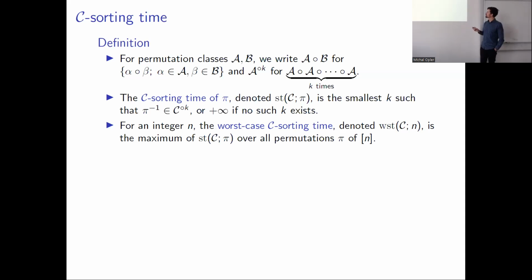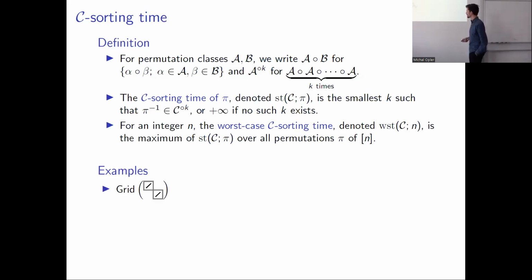And then the worst case sorting time of the class, denoted by WST, is just the maximum taken over all permutations. It's a function of n, and it is the maximum of these sorting times over all permutations of size n. So I'm essentially asking how many compositions with the given class I need to obtain any permutation of length n. Okay, so now it's time for some examples.